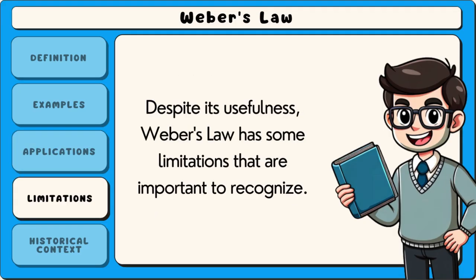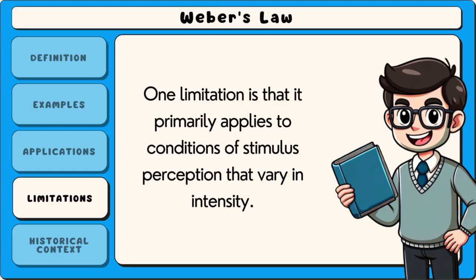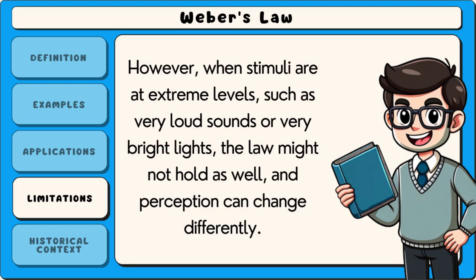Despite its usefulness, Weber's law has some limitations that are important to recognize. One limitation is that it primarily applies to conditions of stimulus perception that vary in intensity. However, when stimuli are at extreme levels, such as very loud sounds or very bright lights, the law might not hold as well, and perception can change differently.